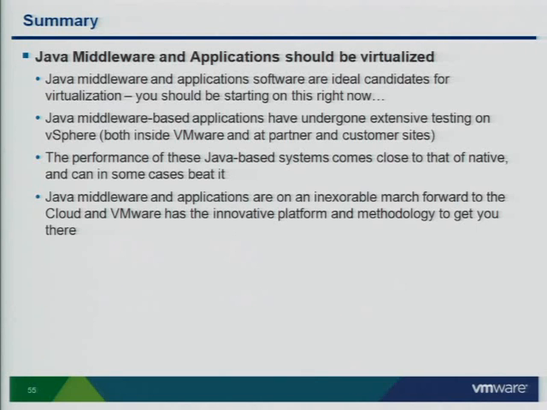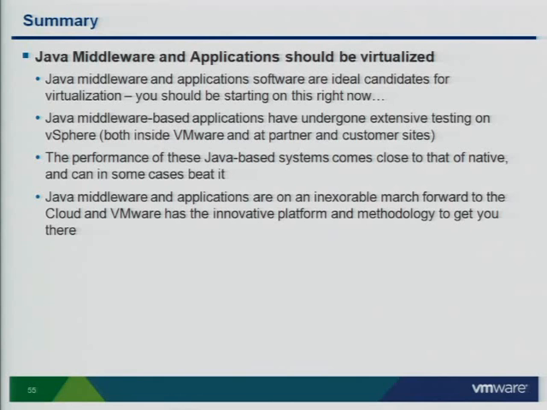Java middleware has undergone extensive testing. Ramesh's test was done 6 months ago. There was a test the previous year on this stuff. We believe that Java systems can come close to native. If you've got the right application built on the right hardware, in the right configuration of virtual machine, you can in some cases have your virtual performance beat your physical.